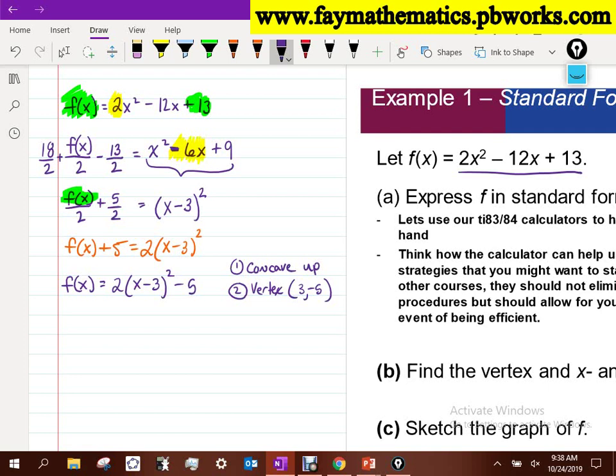3, negative 5 is what quadrant? I don't really know the quadrant. Fourth quadrant. Okay. Wait, does it go 1, 2, 3, 4? No, it goes counterclockwise, like a backwards G. Yes, 1, 2, 3, 4. Okay, so we're in that quadrant.